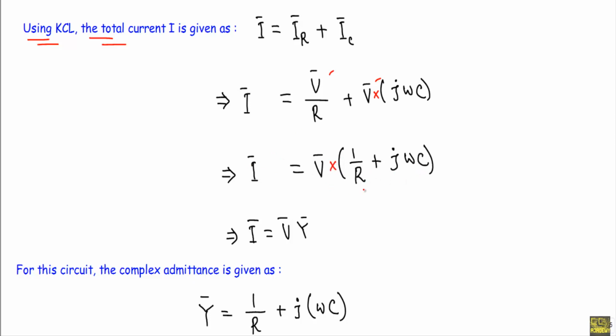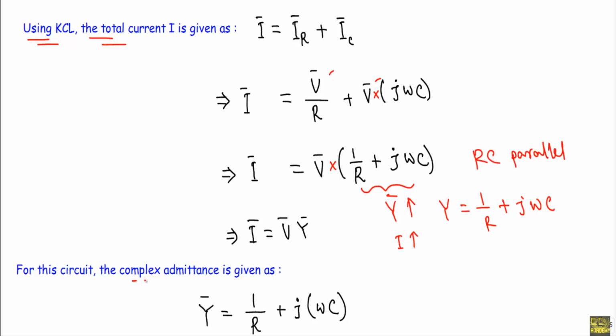Now see, we can represent this 1 over R plus J omega C with a new term, which is known as admittance of the circuit. Admittance indicates the easiness of current flow in a circuit. The higher the admittance in a circuit, the greater the current will flow in that circuit. So the admittance Y is equal to 1 over R plus j omega c in case of RC parallel circuit.